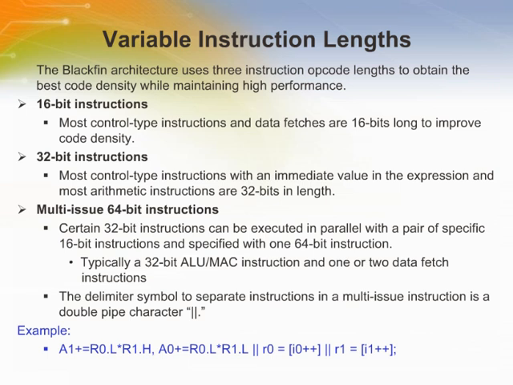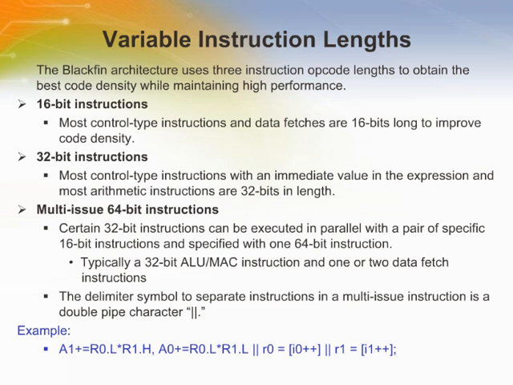The Blackfin also has variable instruction lengths. There are 3 main opcode lengths that Blackfin deals with. 16-bit instructions include most of the control type instructions, as well as data fetches, so these are all 16 bits long in order to improve code density. Another is 32-bit instructions. These include most of the control types of instructions that have immediate values, for instance loading registers with an immediate value or things of that sort. Most arithmetic instructions are also 32 bits in length.